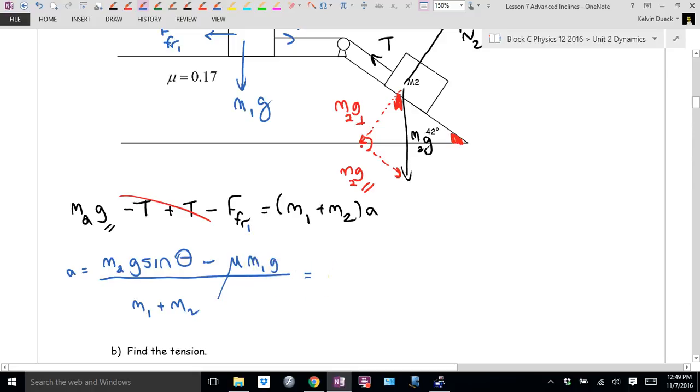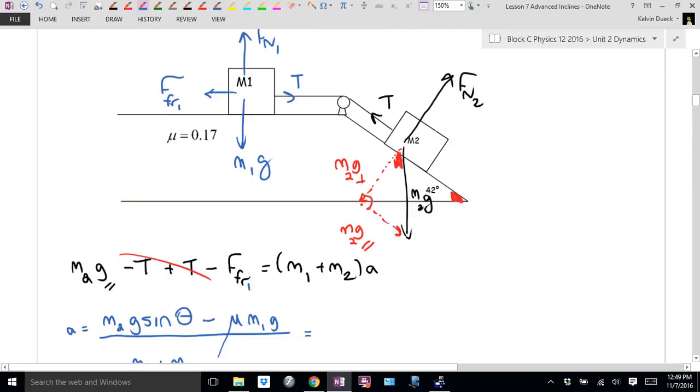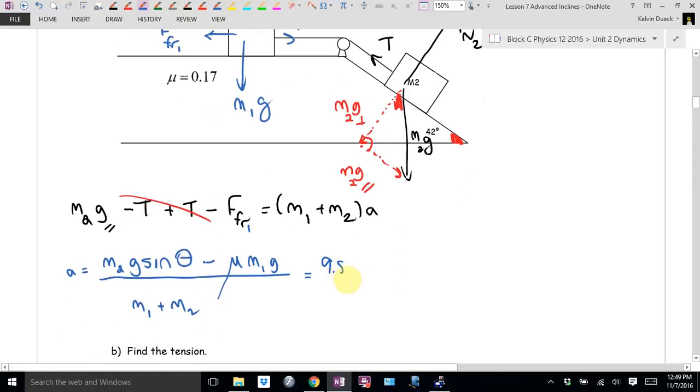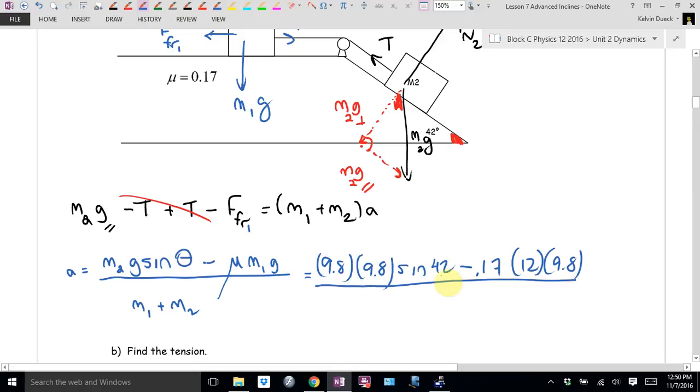And I think now we can plug and chug. M2 was 9.8 and 12. 9.8 times 9.8, they just happen to be the same. Sine of 42 minus 0.17 times 12 times 9.8. No trig function on that one. All divided by 12 plus 9.8.